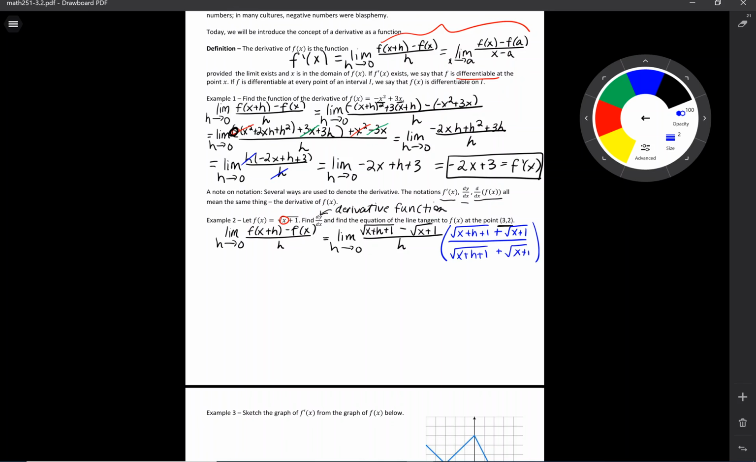So I multiplied this fraction by the conjugate of the numerator, and when I do that, all of my square roots in the numerator disappear. So I am left with the limit as h goes to 0. In the numerator, I will have x plus h plus 1 minus x plus 1, because when I FOIL this out, the inner two terms disappear. All of this over h times square root of x plus h plus 1 plus square root of x plus 1.